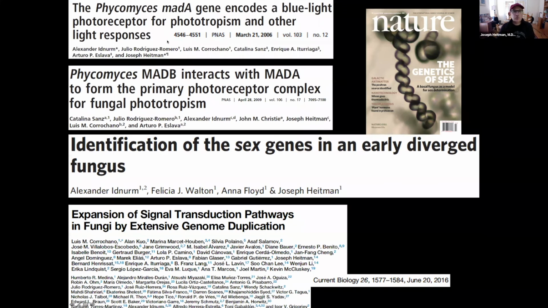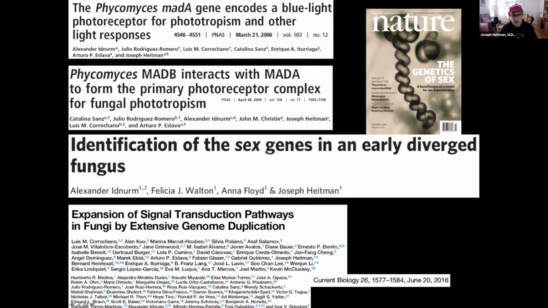The first two were in collaboration with Luis Corrochano and Arturo Eslava's groups in Spain, and involved identifying the genes and the proteins involved in light sensing. These are mutants that have been isolated in Max Delbruck's lab in the 60s, MAD-A and MAD-B, and they encode orthologs of the white collar 1, white collar 2 protein complex that senses light in Neurospora.